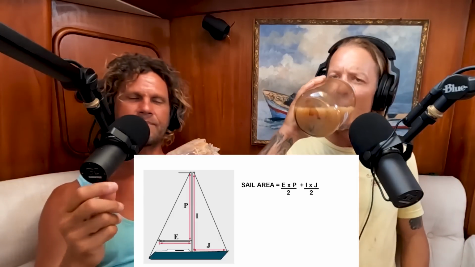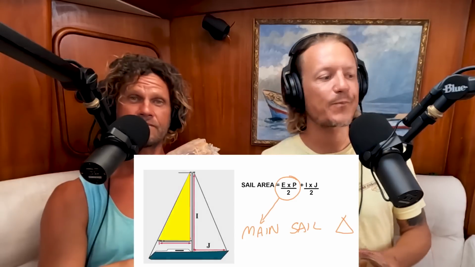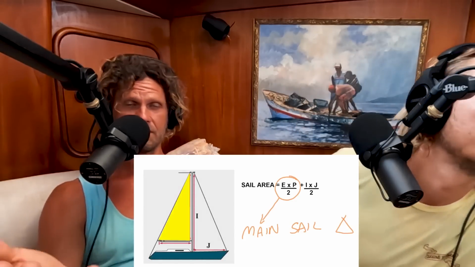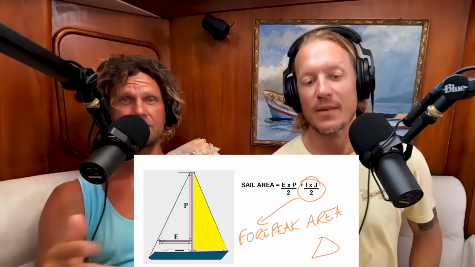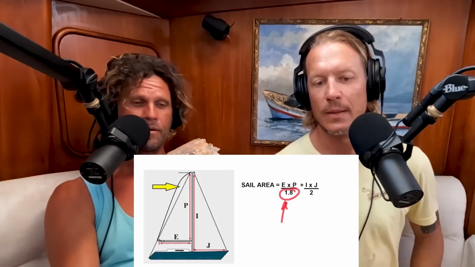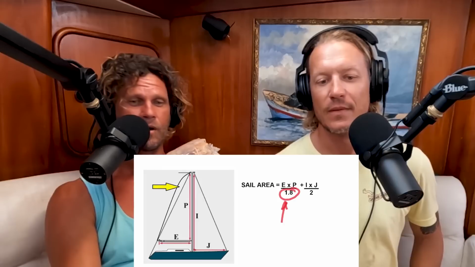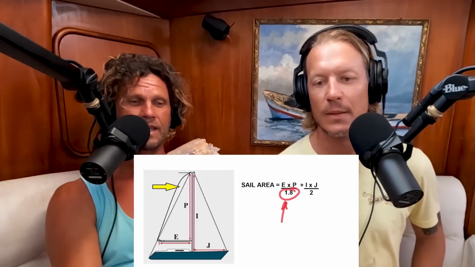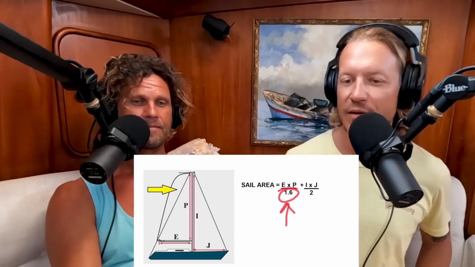Oh, okay, gotcha. So traditionally, it used to just be the triangle. So EP divided by 2, area of a triangle, and then IJ divided by 2. But because the roaches came in, we started dividing by 1.8, and then we started dividing by 1.6 because the roaches were getting bigger. I know why they divide it by 2. Because it's a triangle. That's right. You are amazing.